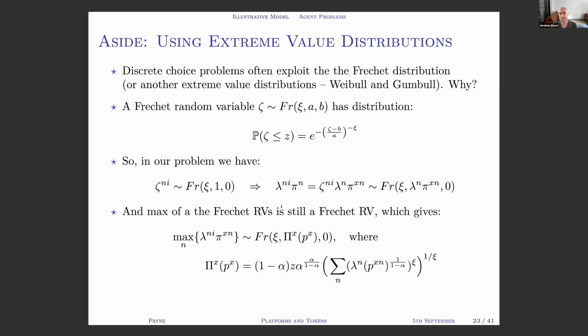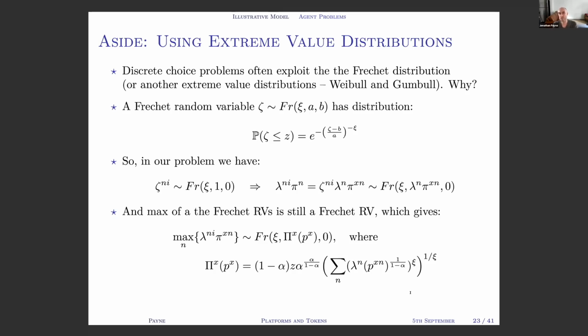So if we take the max of the expected weighted profit on the different markets, we end up with another Frechet distribution where the Frechet distribution is now scaled by this CES aggregator. And so if you're thinking about your own work, this has some nice properties. It's very clean. It's like a CES aggregate. And also it scales very well. We could have had an arbitrary number of platforms here and we would have got equally nice formulas.